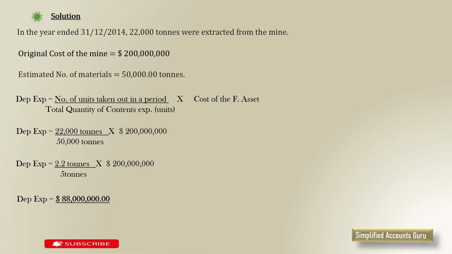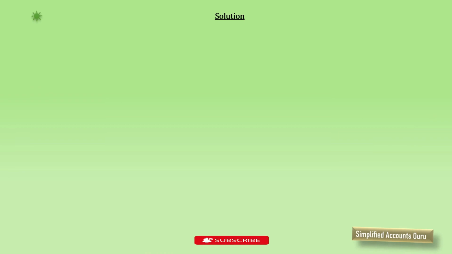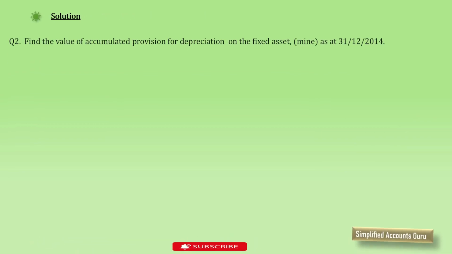So that is the depreciation expense for the year ended 31st December 2014. Now, we are moving on, and we would also want to have the second question, which was asking us to find the value of accumulated provision for depreciation on the fixed asset as at 31st December 2014.